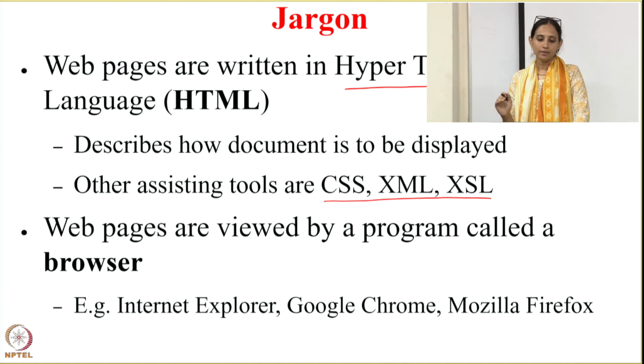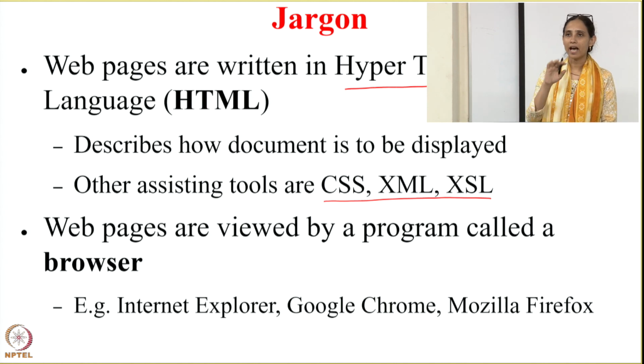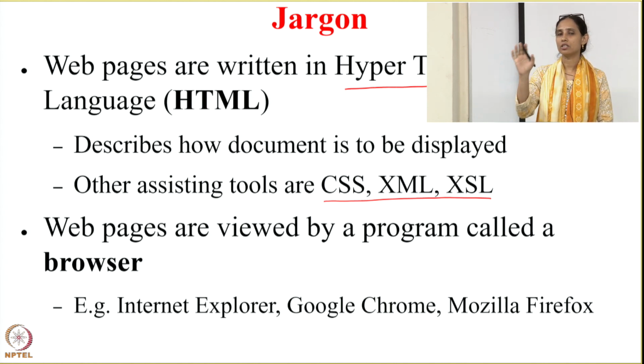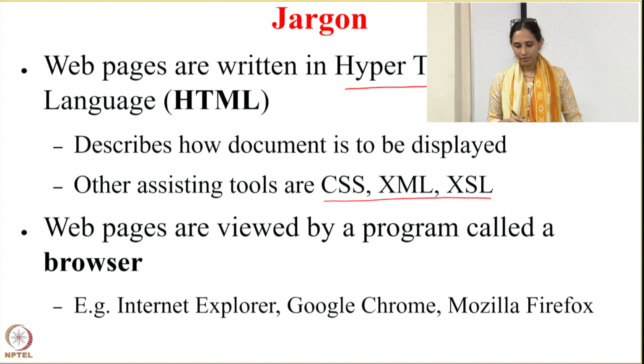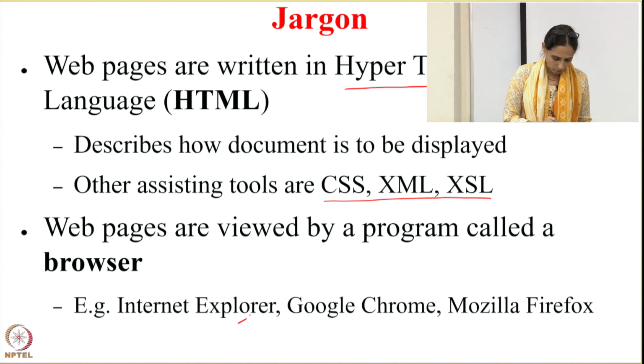And these web pages, because they have a markup which basically says this should be bold, this should display like this, here an image should come. This interpretation of the markup the browsers do, which are the programs that know how to interpret this HTML. And we have a variety of browsers, Internet Explorer, Google Chrome, Firefox and so on.